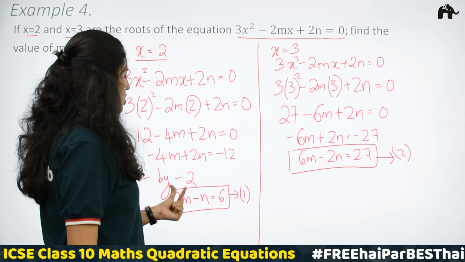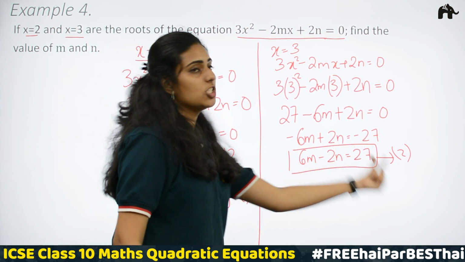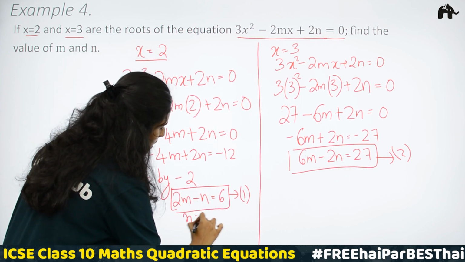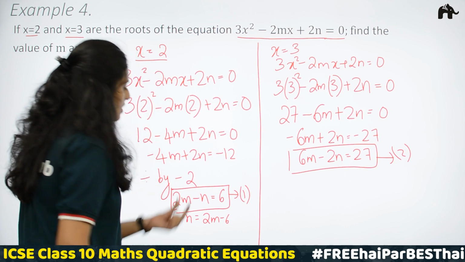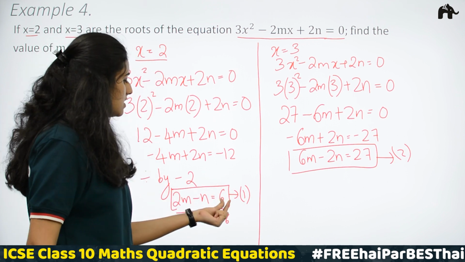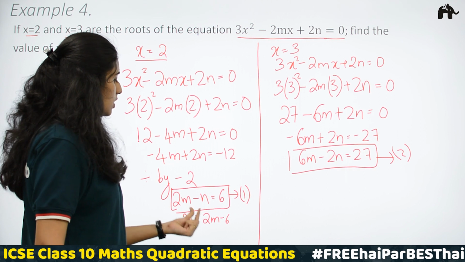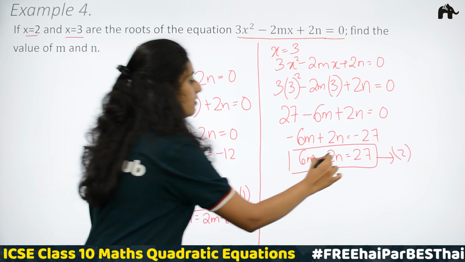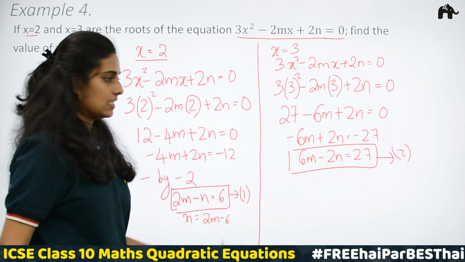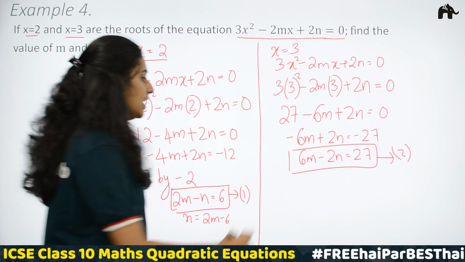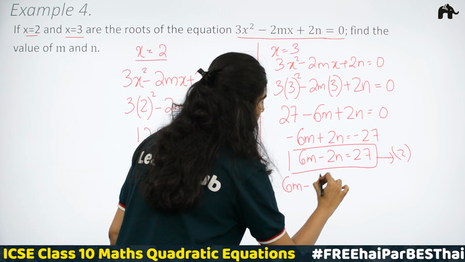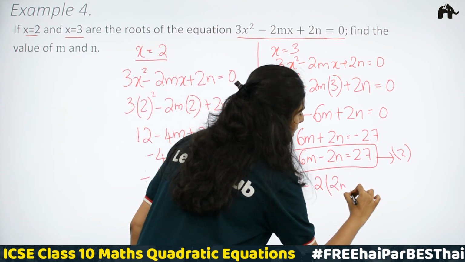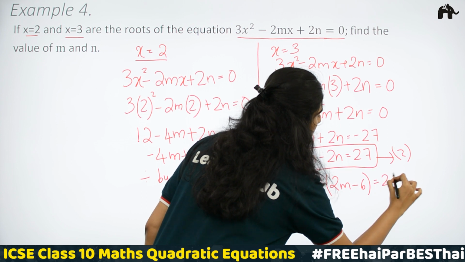Here we have the first equation in terms of m and n, and here we have the second equation in terms of m and n. Now, from the first equation, we can write n equals 2m minus 6. This minus n I am taking to the opposite side, and plus 6 is taken to the opposite side. That is n equals 2m minus 6. I am going to substitute n equals 2m minus 6 in the second equation. Then we can find the values of m and n. 6m minus 2 into (2m minus 6) equals 27.